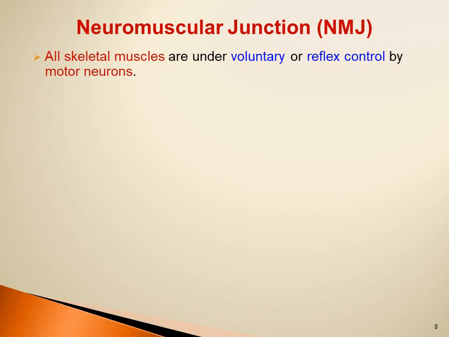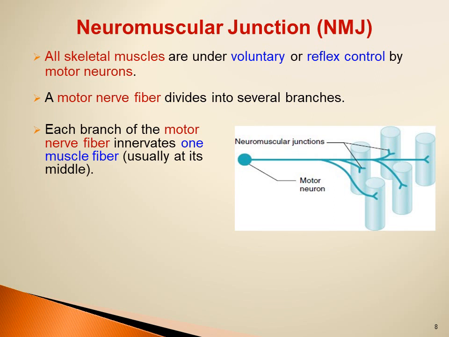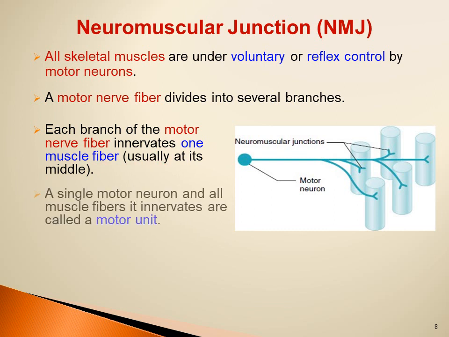All skeletal muscles are under voluntary or reflex control by motor neurons. A motor nerve fiber divides into several branches as it approaches a muscle. As we can see here, this is a motor neuron that divides into several branches, and each branch will end in an axon terminal that will contact a muscle fiber. Each branch of the motor nerve fiber innervates one skeletal muscle fiber, usually at its middle.